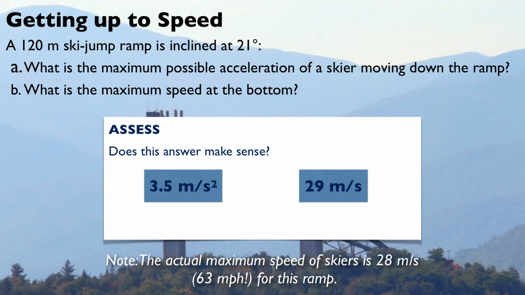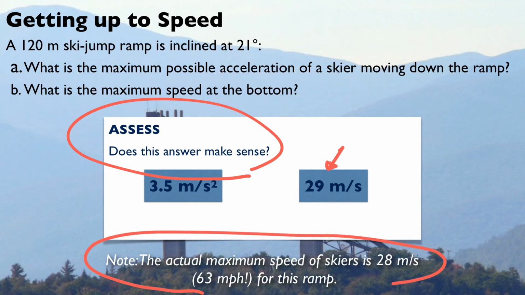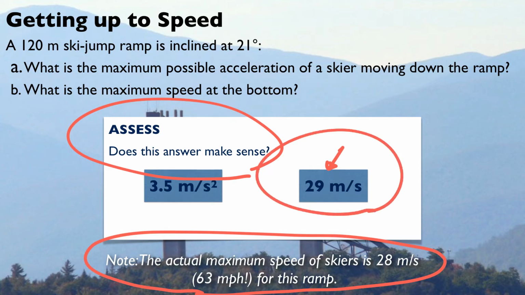And then we're going to assess it. Does the answer make sense? Well, I said this is speedy, but in fact, people do get going pretty fast. And if you actually look at data for skiers coming off the end of this ski jump ramp, their actual speed is 28 meters per second, slightly less than the 29 meters per second that we calculated. But that makes sense because we've ignored friction, we've ignored air resistance. And so our final assessment is this does make sense in terms of our understanding about the way the world works.